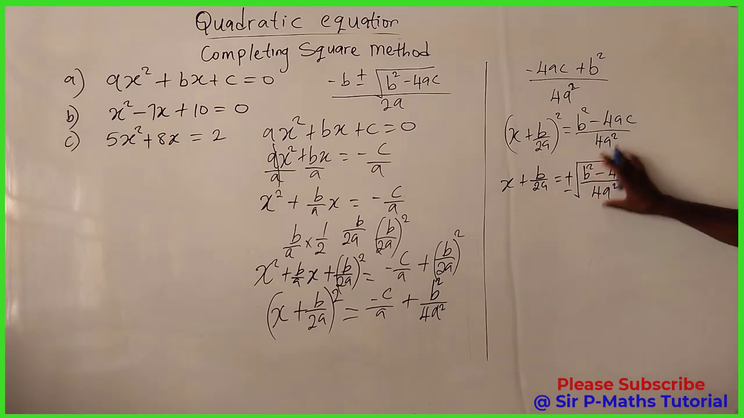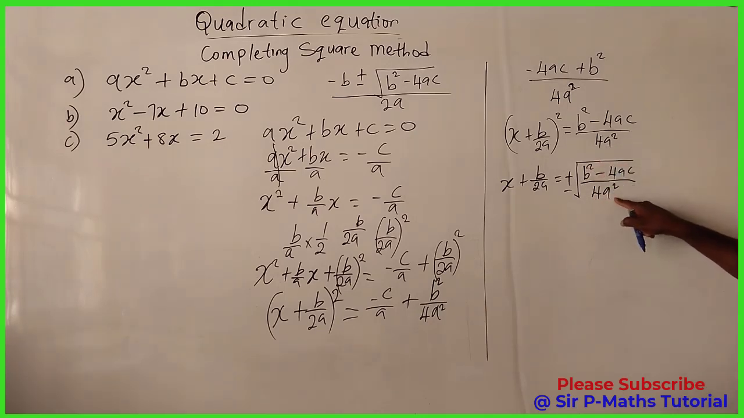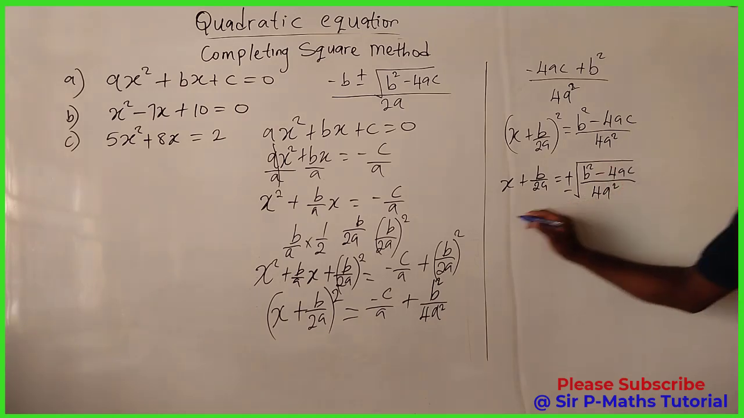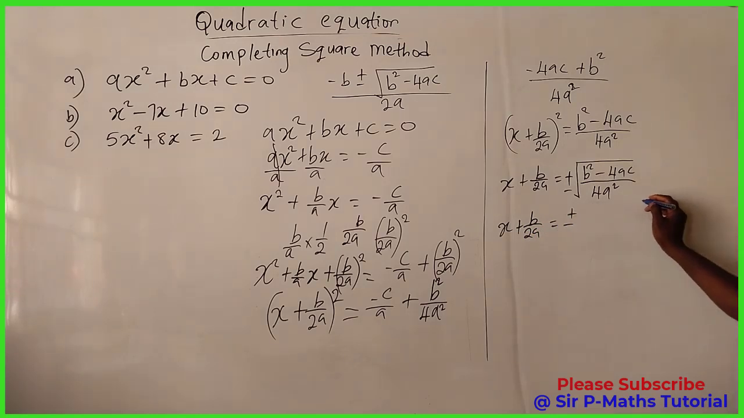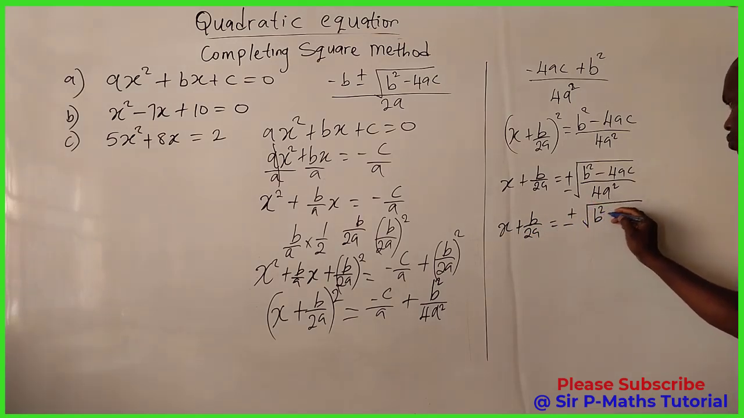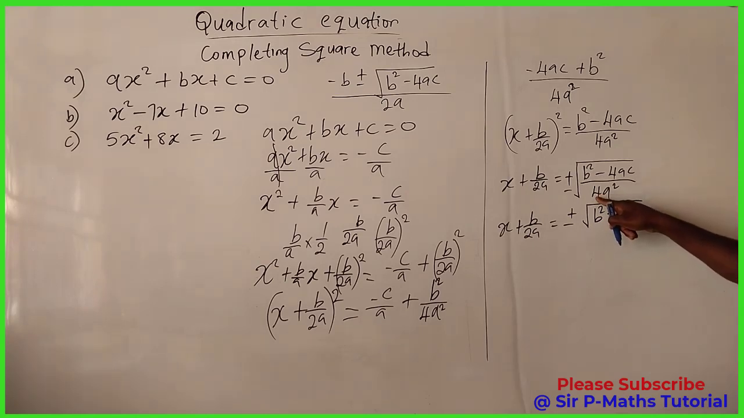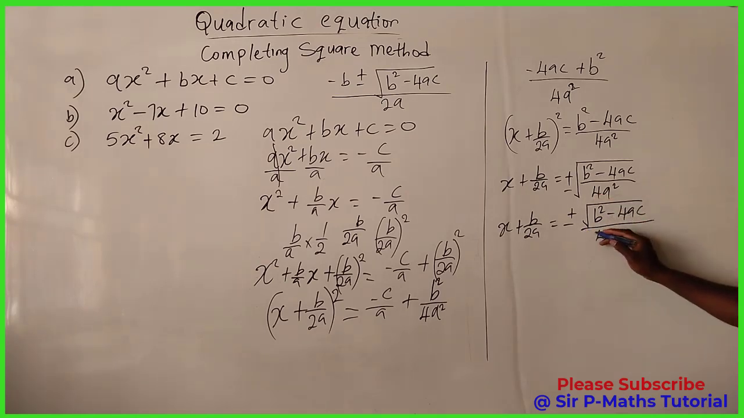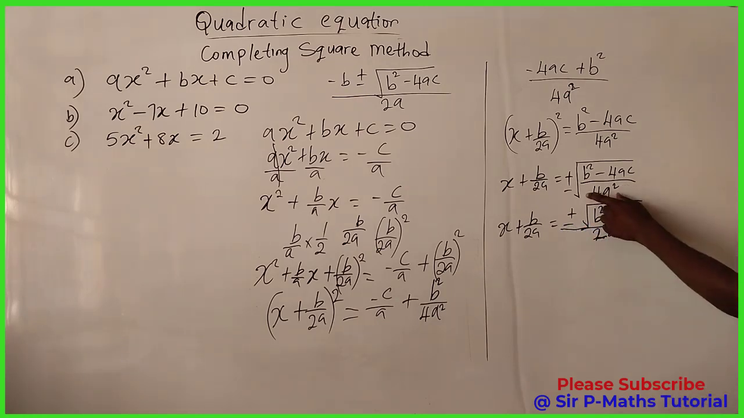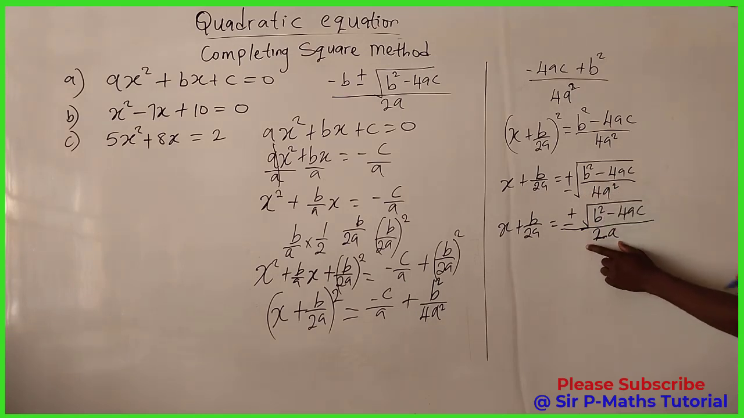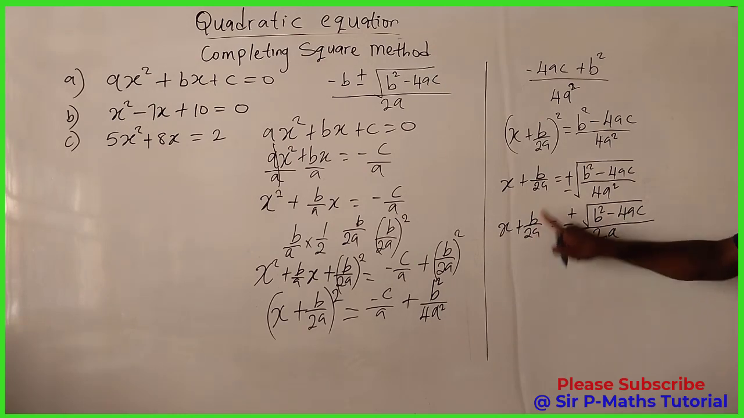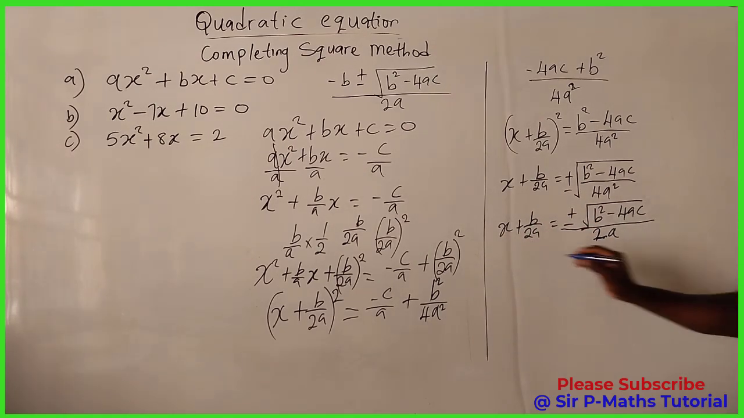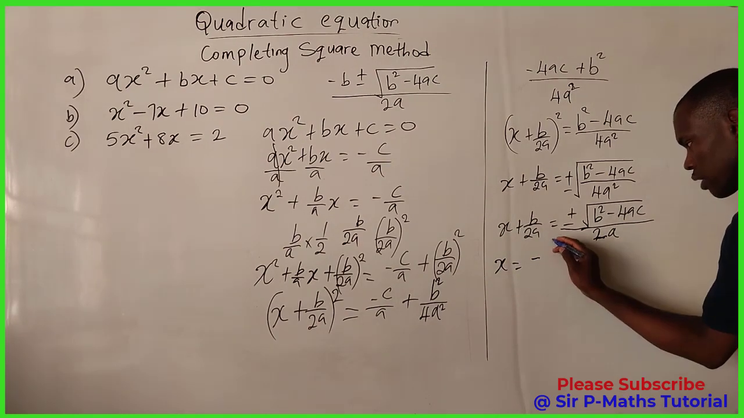Alright, then the next thing is to simplify here so that I will remove the square root from 4a squared. I'll have x plus b over 2a equal to plus or minus square root of b squared minus 4ac. Then the square root of 4 is 2. The square root of a squared is a. Alright, so we have reduced this to its square root. So having achieved this, the next thing we do is to carry this b over 2a across the equality sign so that x will stay alone. So I'll have x equal to minus b over 2a.